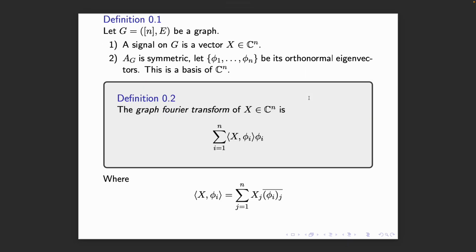One of the most important concepts in analyzing data involving graphs is the graph Fourier transform. A signal on a graph is a vector in C^n, where n is the number of vertices of the graph. What we do to take the Fourier transform is we compute the eigenvectors of the adjacency matrix of the graph, and then we project the signal onto those eigenspaces. Let me set a timer here.